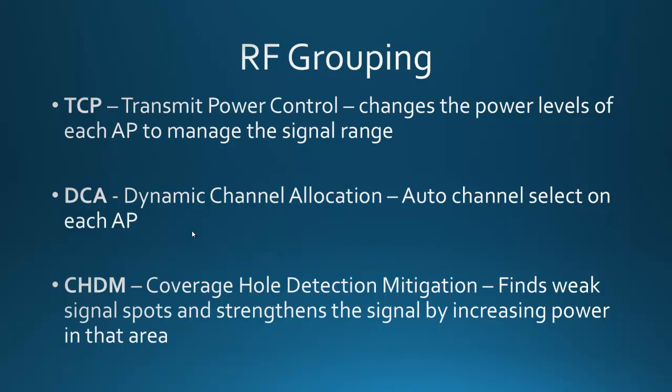All right, there's also DCA, which is Dynamic Channel Allocation. What DCA does is, if there are two access points or two overlapping areas that are on the same channel, it will actually renegotiate one of the channels to a non-overlapping channel. And finally, there's Coverage Hole Detection Mitigation, CHDM. What that does is find weak spots and strengthen the signal by increasing the power in that area.